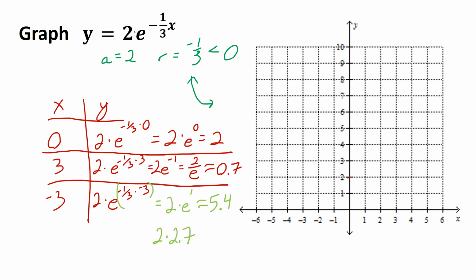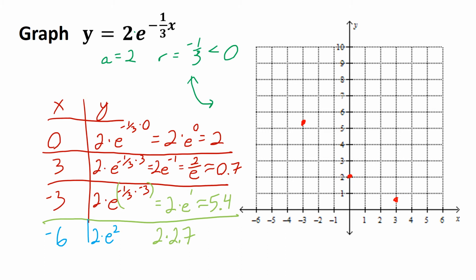If you want more points, you can. I'd recommend substituting negative 6 as well. So negative 6 would give you 2 times e to the 2nd power, which is about 14, and that won't fit on this coordinate plane. So I'm going to go ahead and just graph these 3 points that I have here.